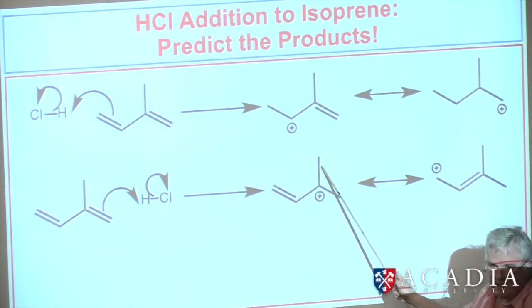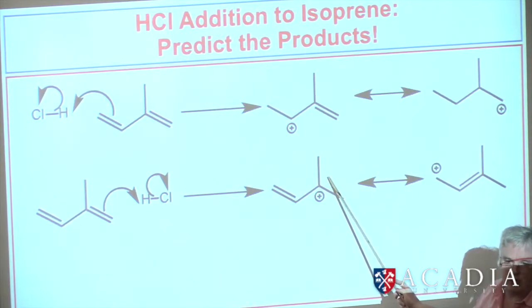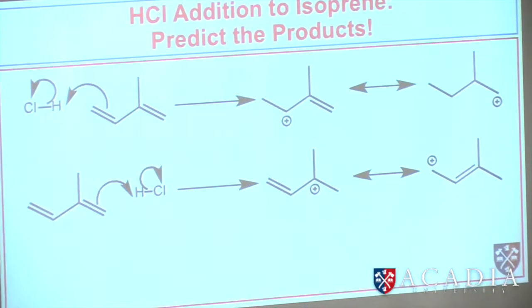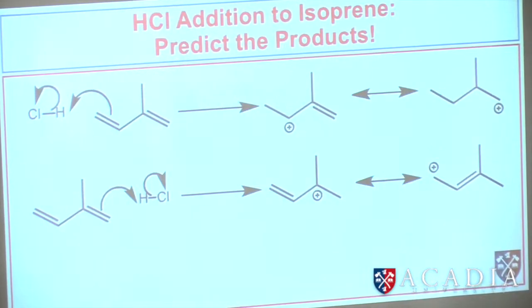But this should be more stable, right, because it's tertiary. So this carbocation is more stable than the one above it because we have more tertiary carbocationic character.